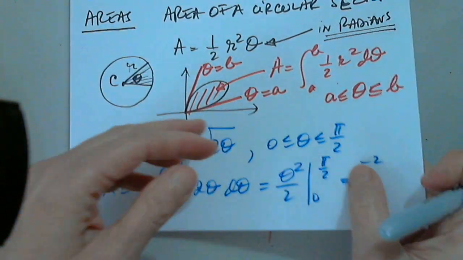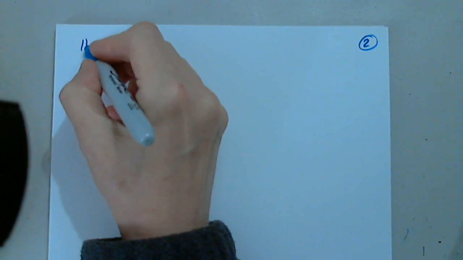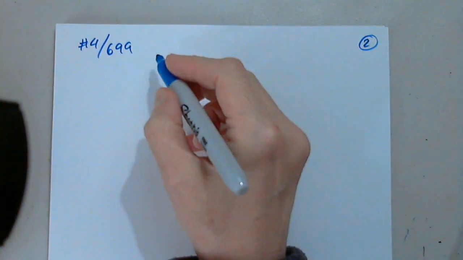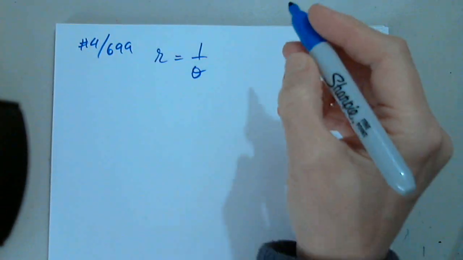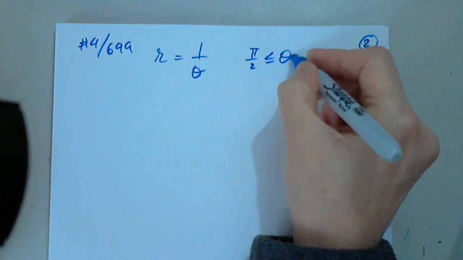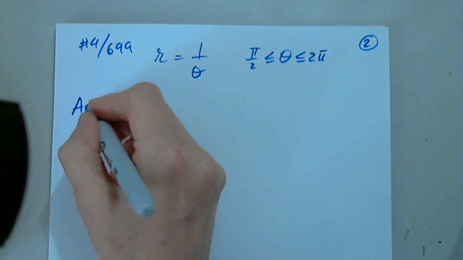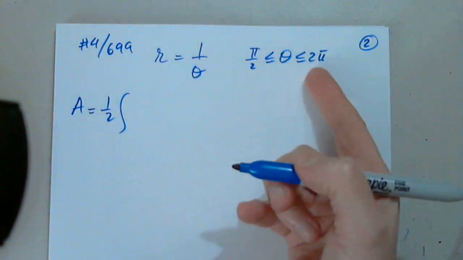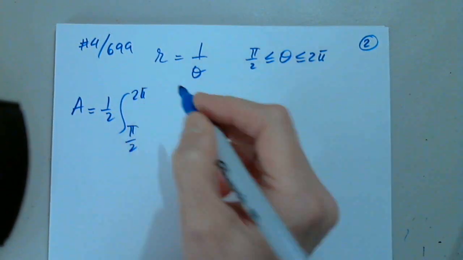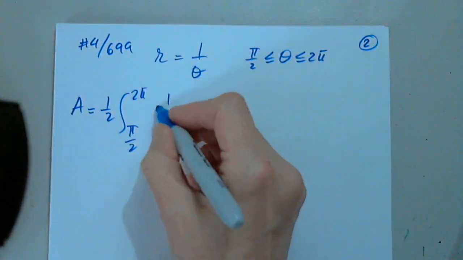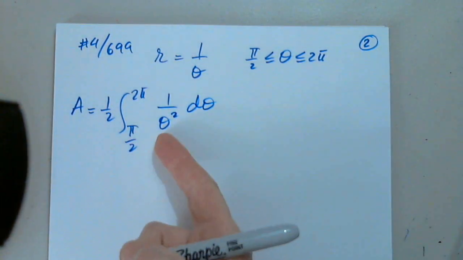Let's move on to another example. I am on page 2. Okay. So let's also look at problem 4 on the same page, 699. And it has r equals 1 over theta, and theta is between pi over 2 and 2 pi. Okay, so that's all we need to determine the area. So 1/2 outside, the integral from pi over 2 to 2 pi of 1 over theta squared d theta.